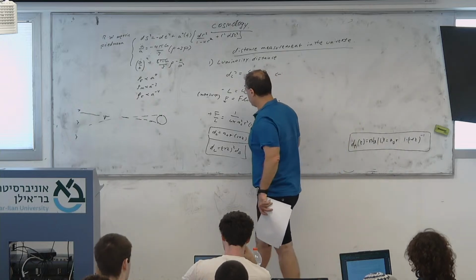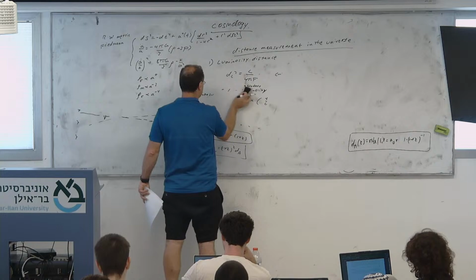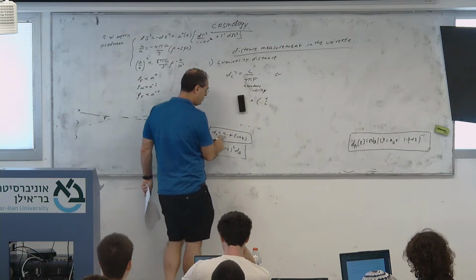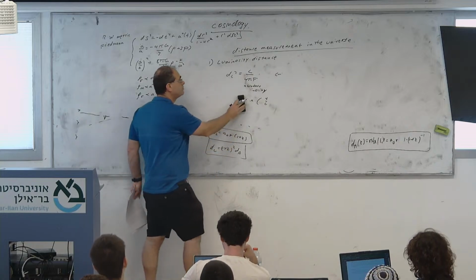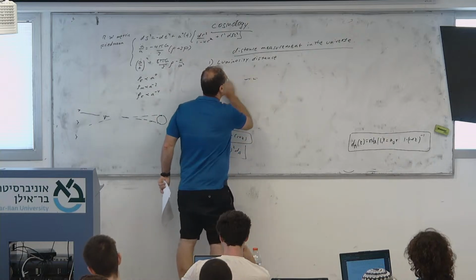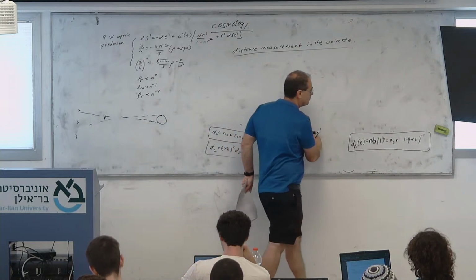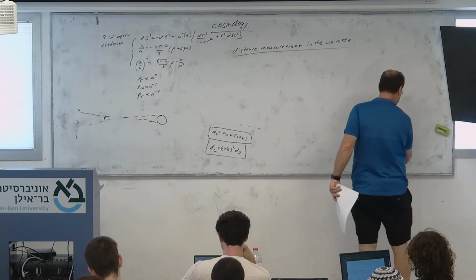So our goal now is to try to see if we can get an expression for DL which is not involving R, which we cannot measure. And of course we can't do that.